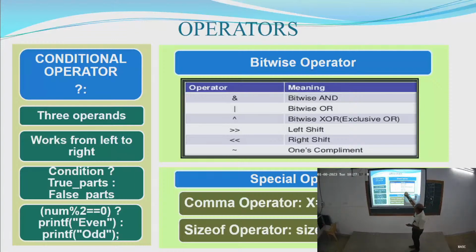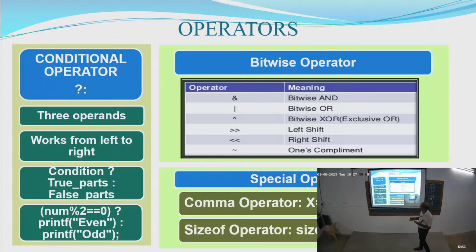Okay. Here the single ampersand is used for bitwise AND, the single pipe sign is used for bitwise OR, and there are also bitwise exclusive OR, bitwise left shift, right shift and ones complement. These symbols are used as bitwise operators. Bitwise operators are used for doing bit-level operations.